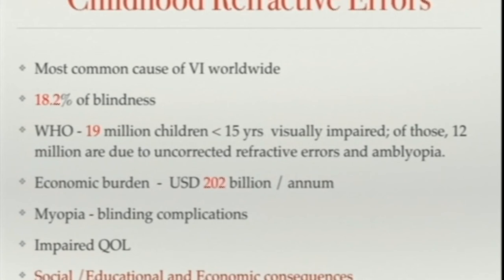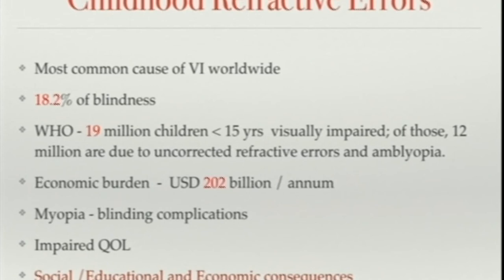So, why do we concentrate so much on the childhood refractive errors? Because this is one of the most common causes of visual impairment. In fact, it has been included in the National Program for Prevention of Blindness. Around 19 million children are visually impaired, and most of this is due to refractive errors. Uncorrected refractive errors are very easy to correct, preventing amblyopia and permanent vision loss in children.